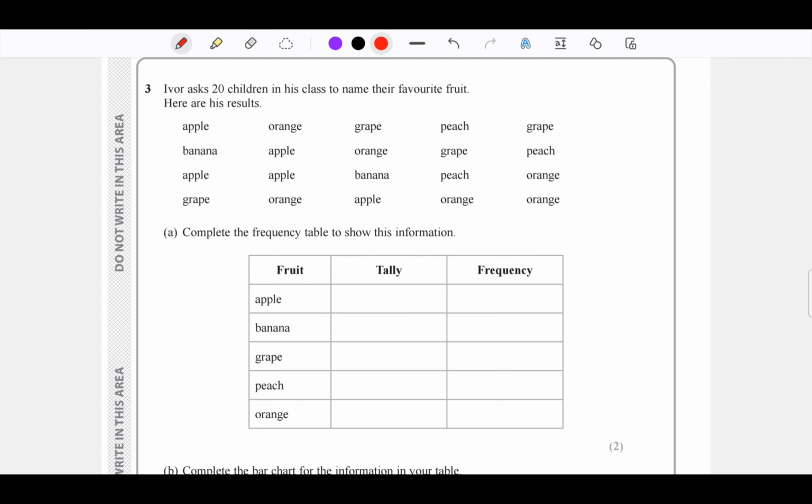For apple, each time you count apple over here, you just write a mark. Once you reach 5, it means 1, 2, 3, 4, you draw the 5th line across, so it's easier for you to know that this is 5. So let's do apple right now. So apple, we have 1, 2, 3, 4, 5. We have 5 of it, so it's simple. Write a frequency of 5. So let me do the rest. And just like that, we have the tally charts and the frequency in our table. So for apple, we have 5, banana, we have 2, grape, we have 4, peach, we have 3, and orange, we have 6.